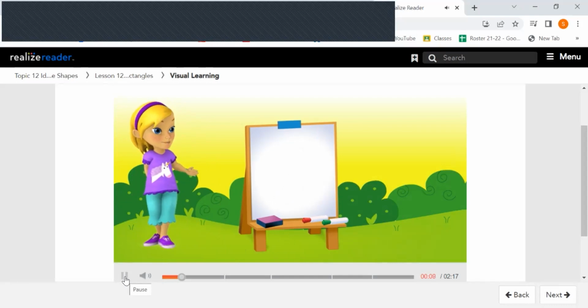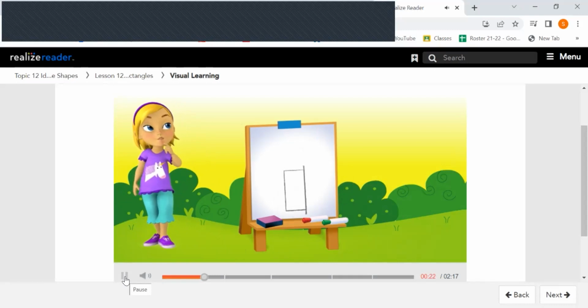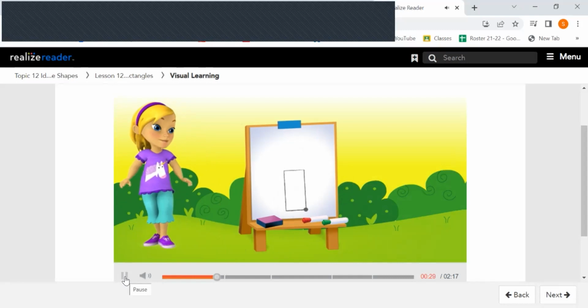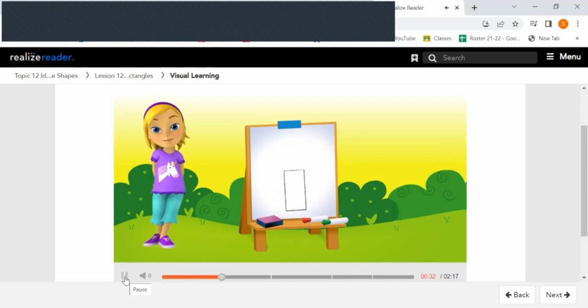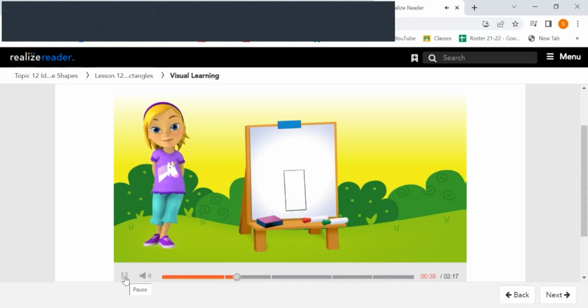What do you know about shapes with four sides? Let's see. Look at the shape that is traced. How many sides does the shape have? It has four sides. How many vertices does the shape have? It has four vertices. Are all of the sides the same length? No, all of the sides are not the same length. This shape is called a rectangle.